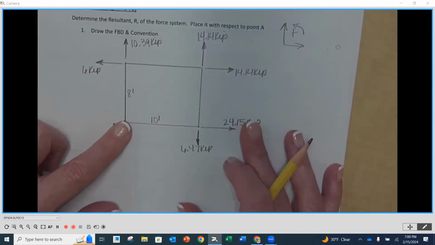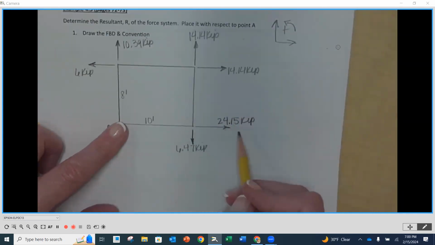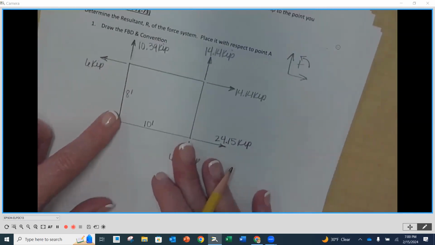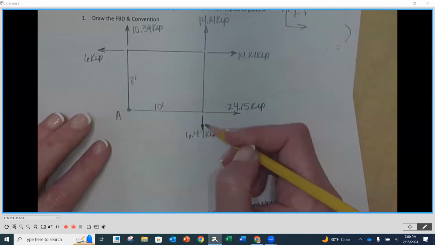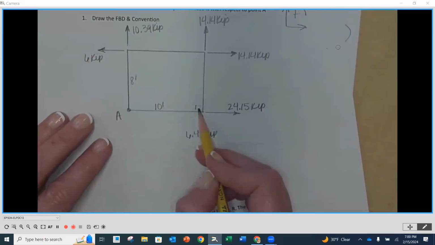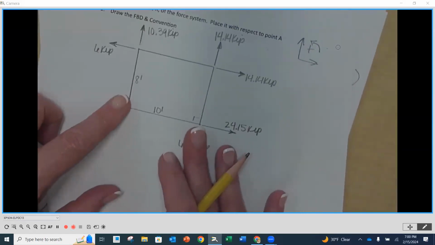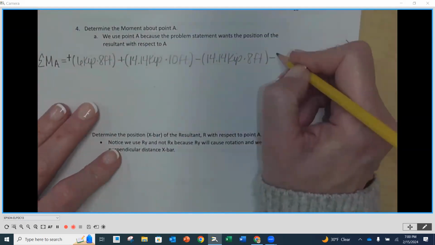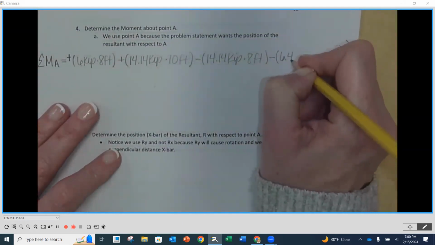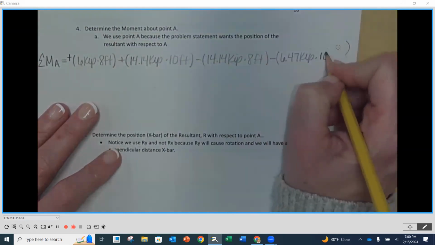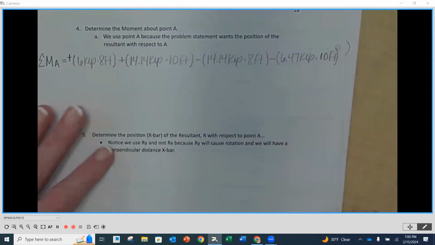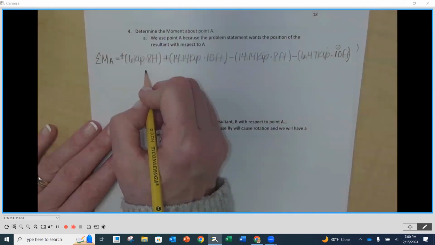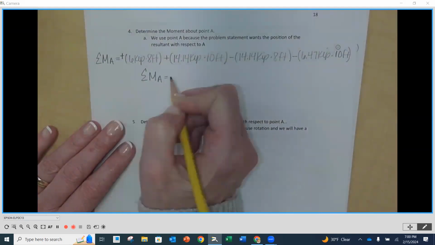Then we're going to go down to the corner down here, 24.15. It is not going to rotate, so we're not going to include it. It goes right through point A, but the 6.47 does. So 6.47 times perpendicular distance of 10 feet, and it is going to rotate in a negative direction. So negative 6.47 kips times 10 feet. So now we can add and subtract, and we can determine the moment about point A.